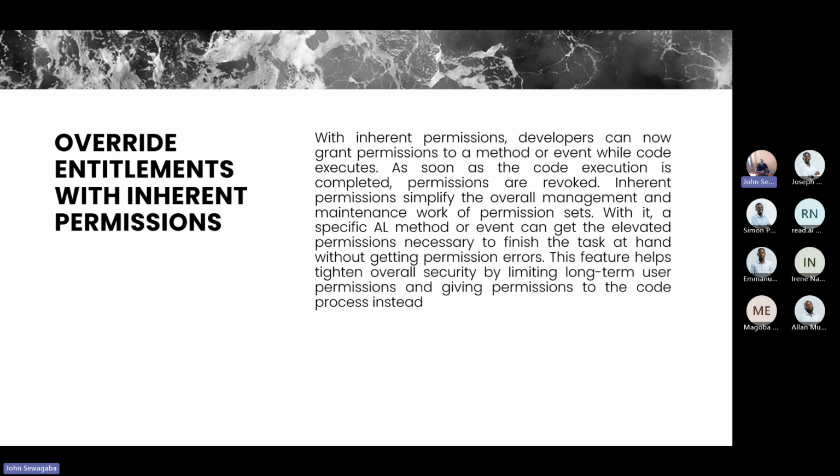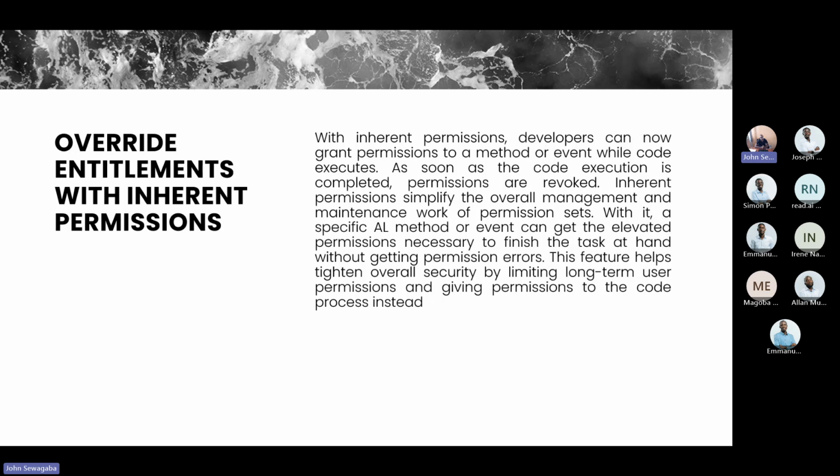So with the inherent permission, a developer can now grant permission to a method or event while code executes. As soon as the code execution is completed, the permissions are revoked. Inherent permissions simply override the overall management and maintenance work of permission sets. With it, a specific AL method or event can get the elevated permission necessary to finish the task at hand without getting permission errors. This feature helps tighten overall security by limiting long-term user permissions and giving permissions to the code process instead. I hope people have understood this concept.